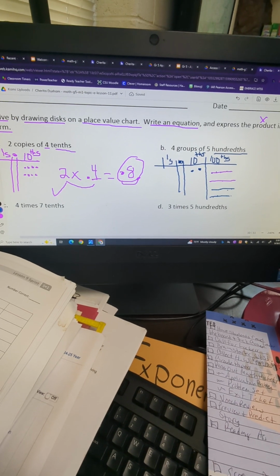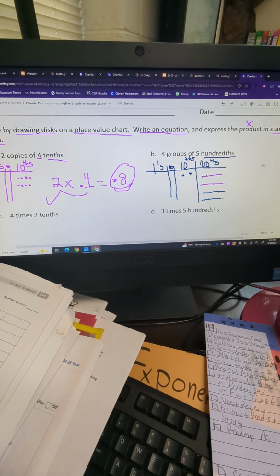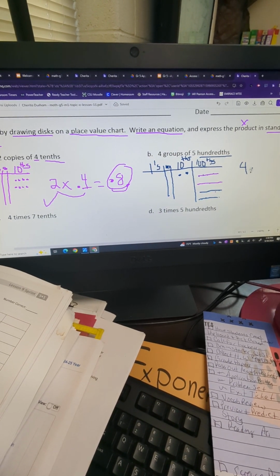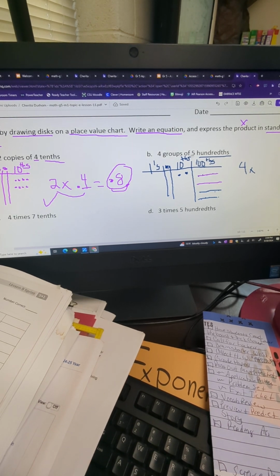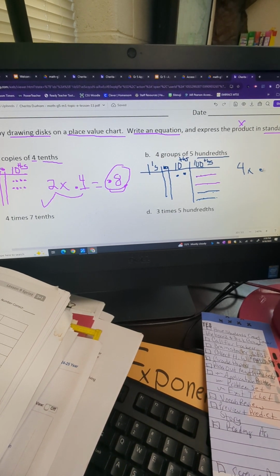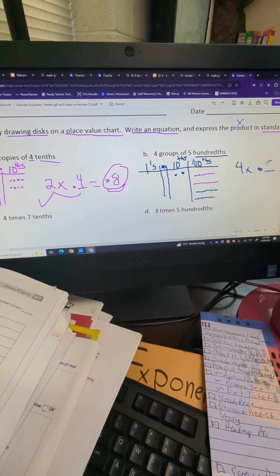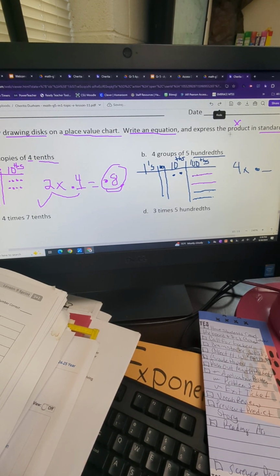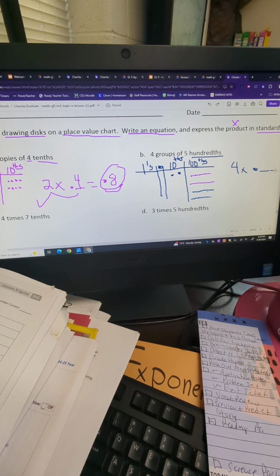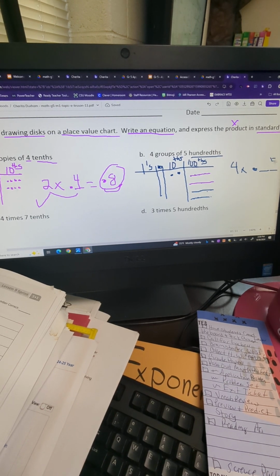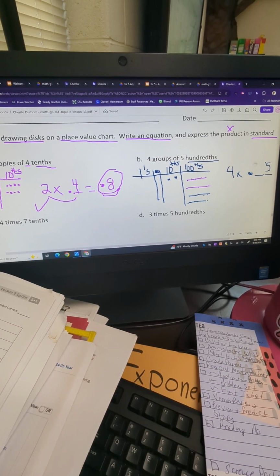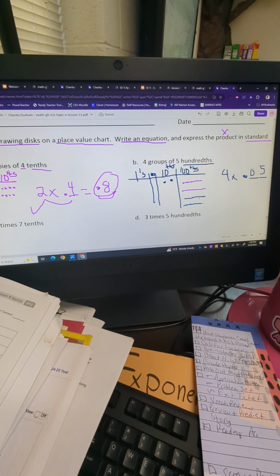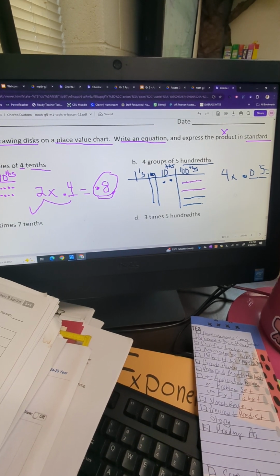Let's do an equation to see if we match up, right? 4 groups, 4 times 5 hundredths. That means that there's a 5 in the hundredths place. Let's draw a place value. Our 5 is in, hold on, Ms. Dora made a mistake. I'm glad I caught it. This is the tenths place. This one is the hundredths place. Our 5 must stop in the hundredths place. What do we do with the empty spaces? 0. Good.